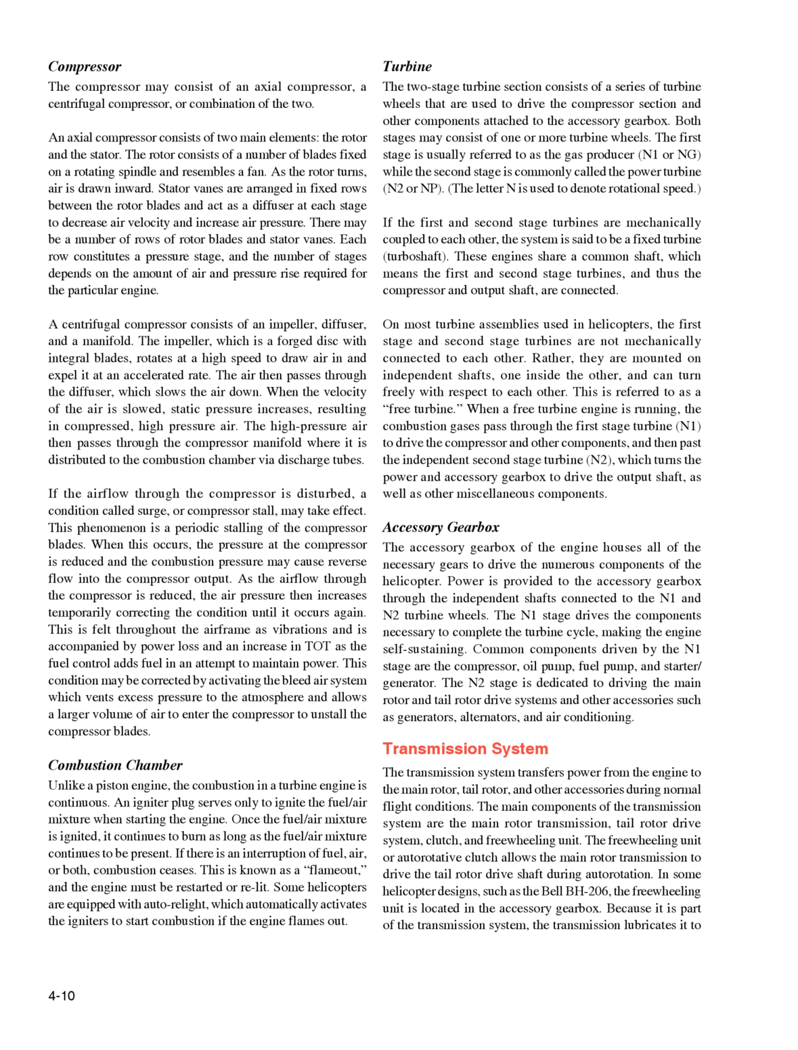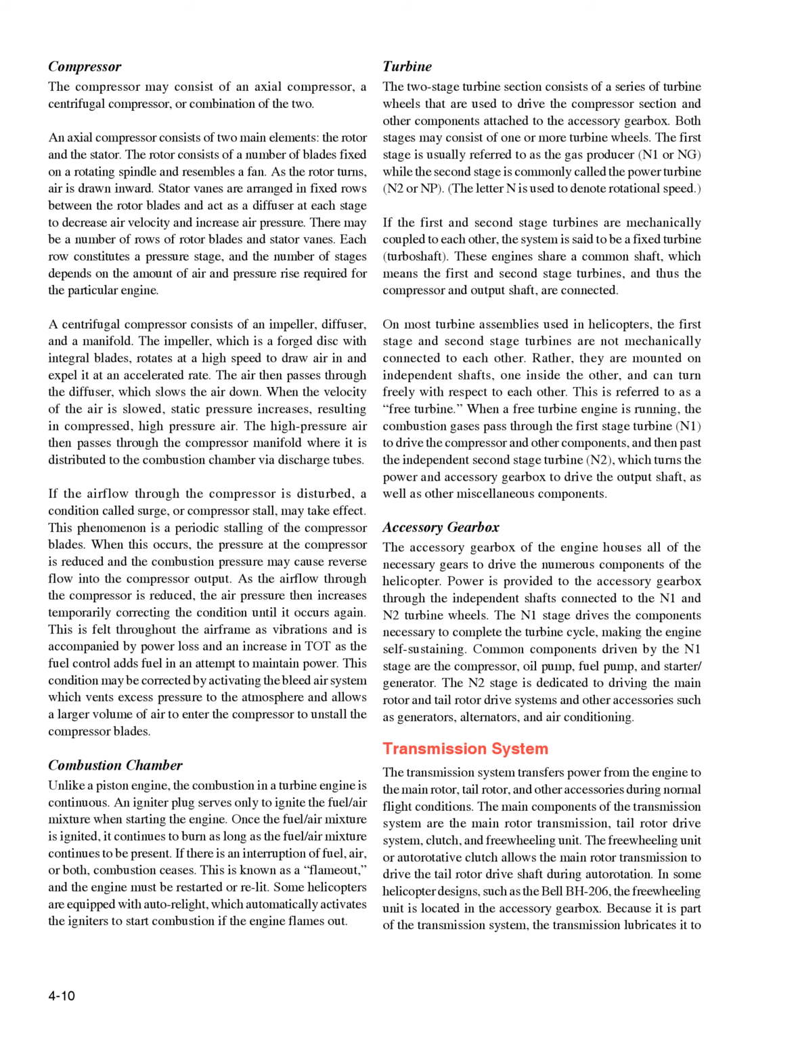Stator vanes are arranged in fixed rows between the rotor blades and act as a diffuser at each stage to decrease air velocity and increase air pressure. There may be a number of rows of rotor blades and stator vanes. Each row constitutes a pressure stage, and the number of stages depends on the amount of air and pressure rise required for the particular engine.